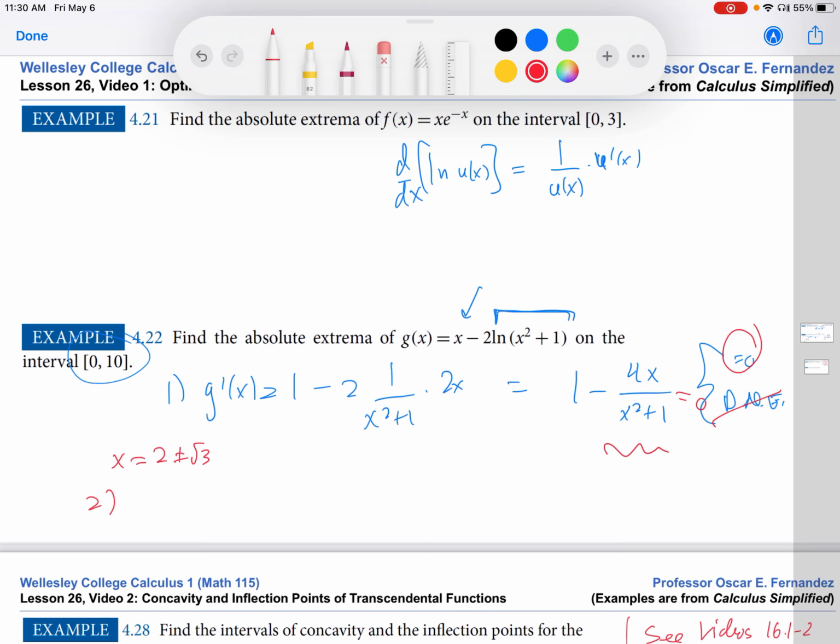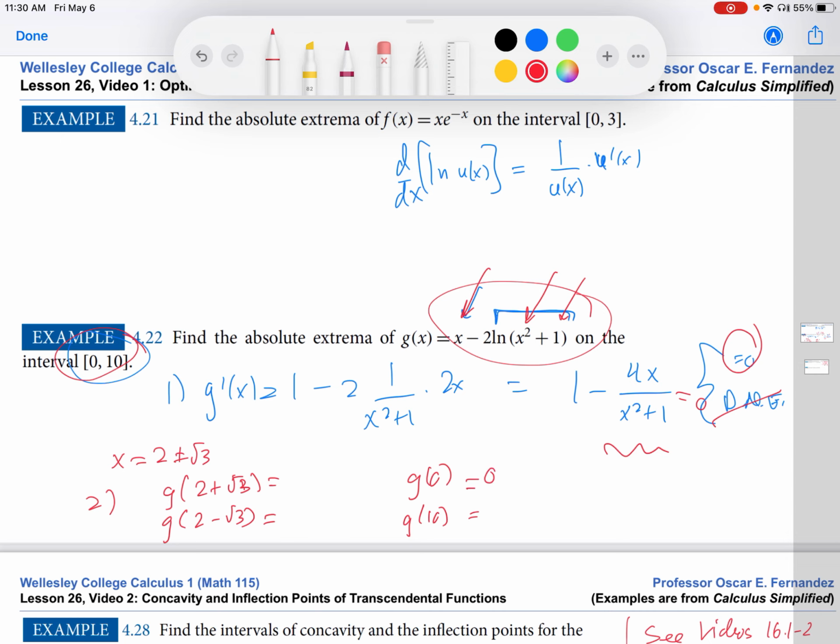The next step then is to find the y value at those critical numbers, g of 2 plus and minus square root of 3, and then also find the y value at the endpoints, right? g of 0 and then g of 10. Okay, and I'm going back to the function g of x here. I'm going to save you some of the work and do the ones that are easy to do. Pretty much the only one that's easy to do is g of 0. If I substitute 0 in there, I'm left with ln of 1, which is 0, so g of 0 is 0.